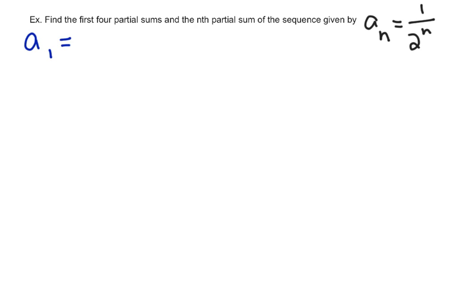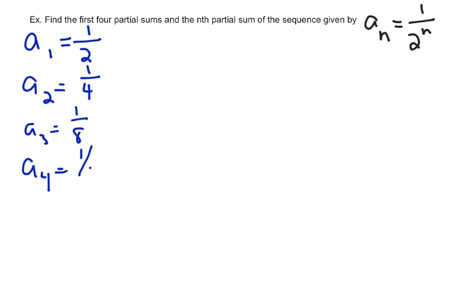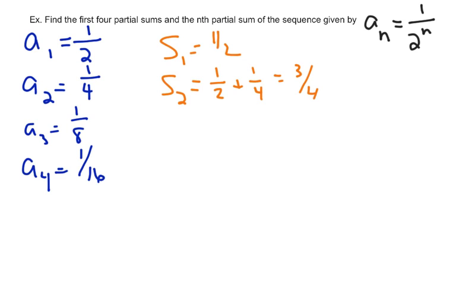So first of all, the first term is 1 over 2, and the second term is going to be 1 over 2 squared, and the third term is going to be 1 over 2 to the third, and 1 over 2 to the fourth. The partial sums do this. The first sum is the sum of the first term. The second sum is the sum of the first and second terms, which is 3/4. The third partial sum is the sum of the first 3 terms, which is 7/8.